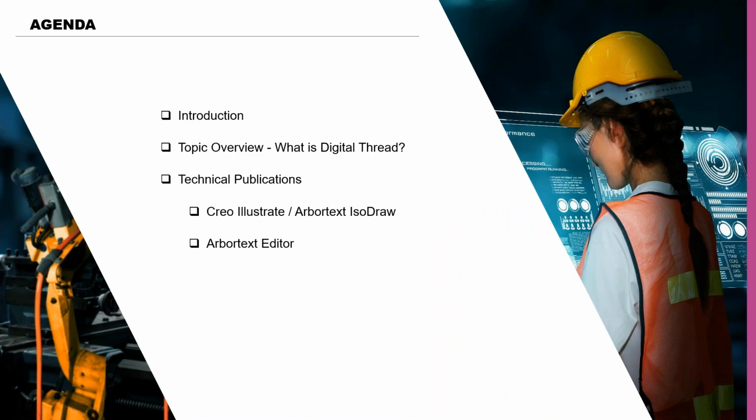So as far as the agenda for this webinar, I'm going to start with a little introduction before introducing the digital thread concepts. I'm then going to jump into talking about technical publications. So we're going to talk about how those are created using Creo Illustrate, ArborText IsoDraw, and ArborText Editor. We're going to talk about what each of those are. And lastly, I'm going to do a demonstration that shows how your illustrations and your ArborText documents can be incorporated into the digital thread and connected to our CAD documents and the rest of the documents that we'll be using for this entire project.